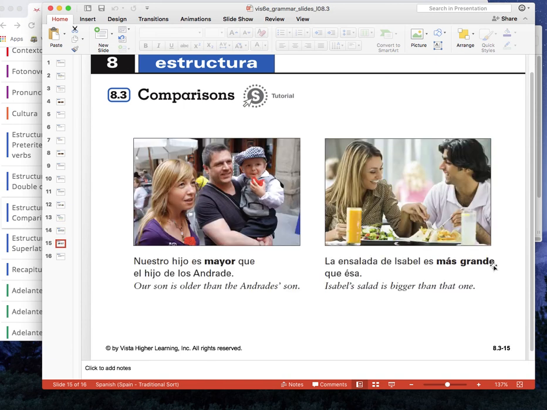A few examples here. Nuestro hijo es mayor que el hijo de los Andrade. All right, there's the English. La ensalada de Isabel es más grande que esa. Okay.